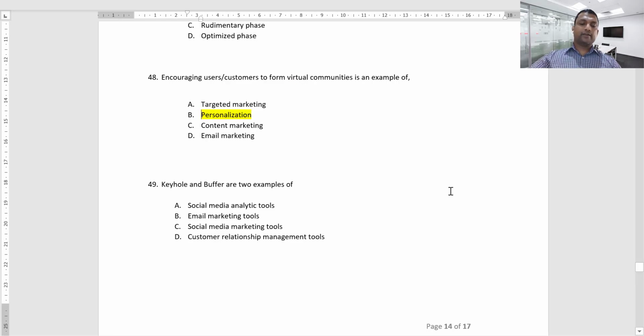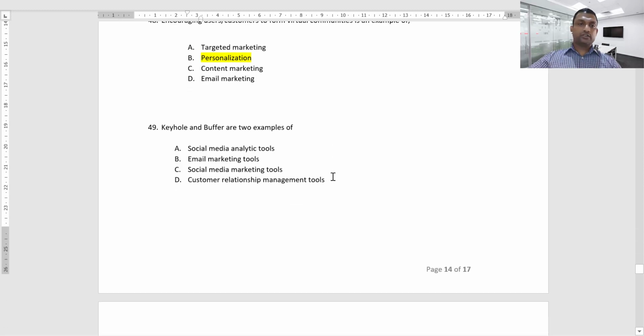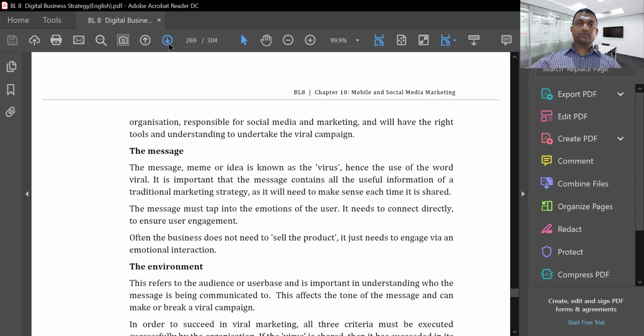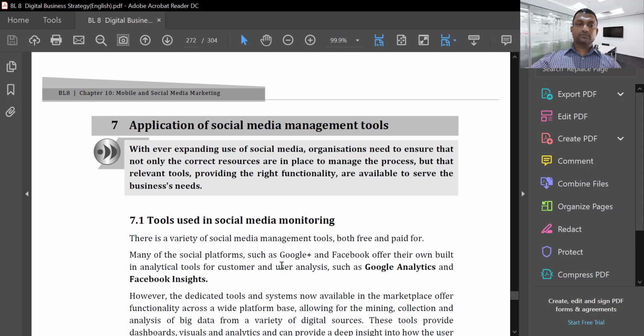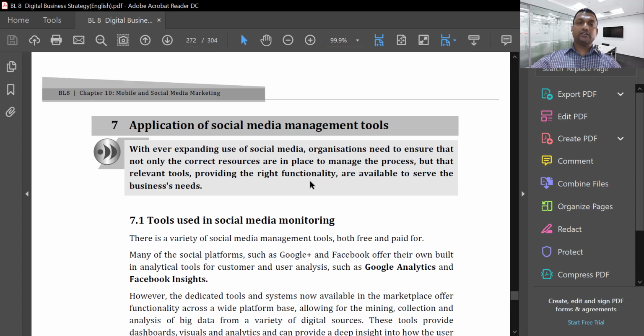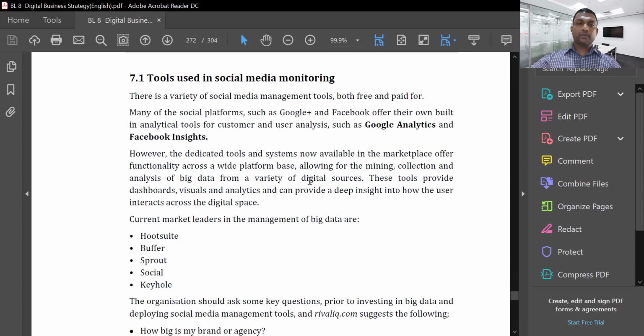So now we have question number 49. Keyhole and buffer are two examples of, so let's see how this is explained in the textbook. Right, so tools used in social media monitoring. So this is under social media management tools, chapter 10. So this is mainly how to manage big data harvested from social media, because social media has a lot of information which the organization can use.